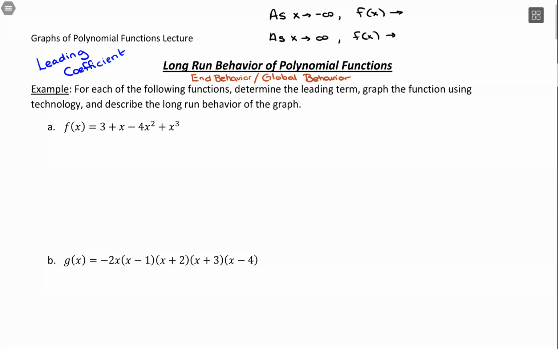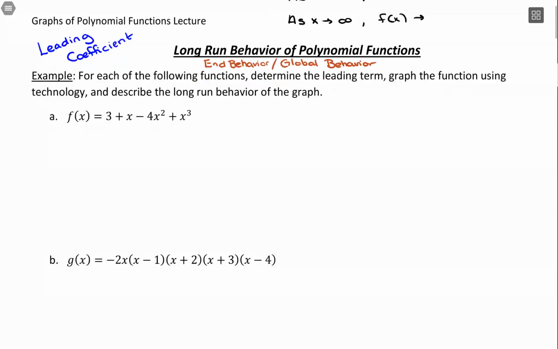So let's go through a few examples with this, and we'll look at the graphs to see how this is working out. We're going to identify the leading term, graph the function using technology, and describe the long run behavior. But I'm going to save the graphing for the end, because I'm going to show you how you can find that long run behavior without the graph.